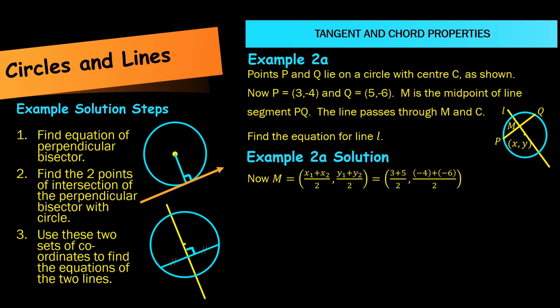Now the midpoint M is equal to (x1 + x2)/2, which is (3 + 5)/2, and the y-coordinate (y1 + y2)/2, which is (-4 + -6)/2. Tidying up gives us that this is equal to (4, -5). And the gradient of PQ is change in y, which is -6 - (-4), over change in x, which is 5 - 3. And tidying up gives us that this is equal to -1.